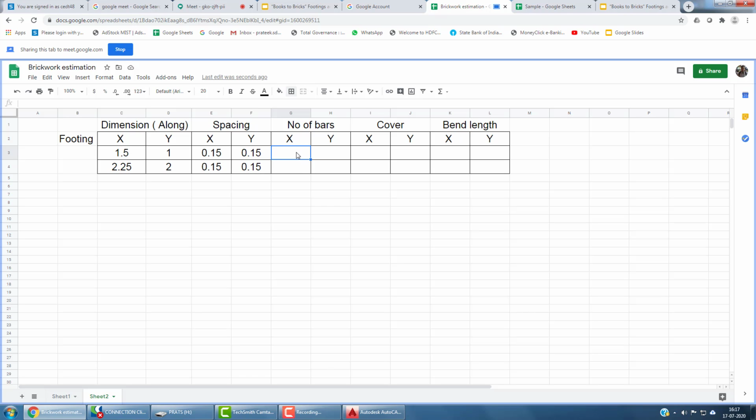Okay. So number of bars, how are we going to calculate? For x direction, as we saw, I have to take y direction length, correct, divided by my x direction spacing, correct, plus 1. Yes, guys.